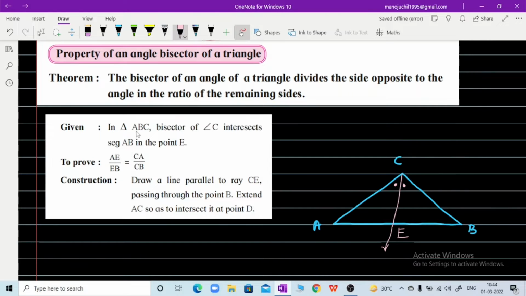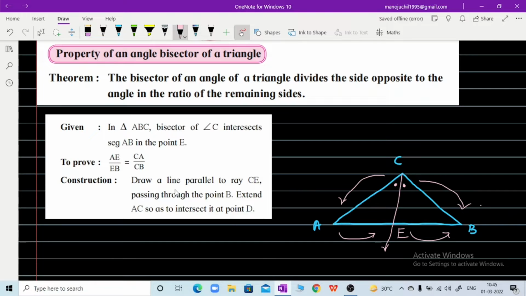So in triangle ABC, the bisector of angle C intersects seg AB at point E. We are supposed to prove AE upon EB is equal to CA upon CB. So it is AE upon EB is equal to CA upon CB. This is what we are supposed to prove.